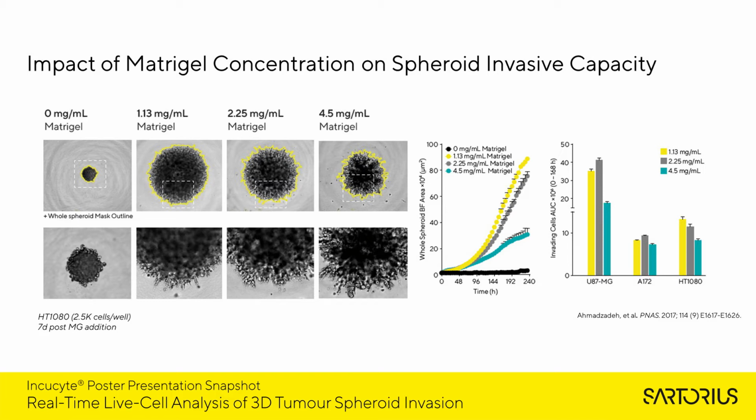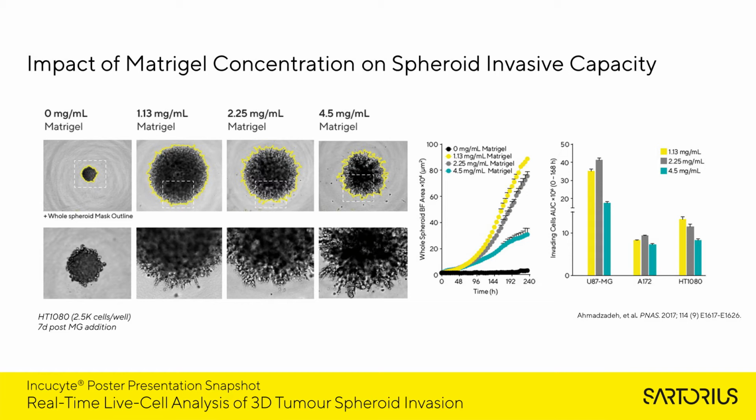And upon interrogation of some of these images, as you can see in the zoomed in images below, there's marked density and elongation of invadopodia at the highest concentration of Matrigel, the 4.5 mg per mL. Interestingly, area under the curve analysis of time course data revealed a bell-shaped relationship between Matrigel concentration and invasive capacity of U87 MG and A172 spheroids.